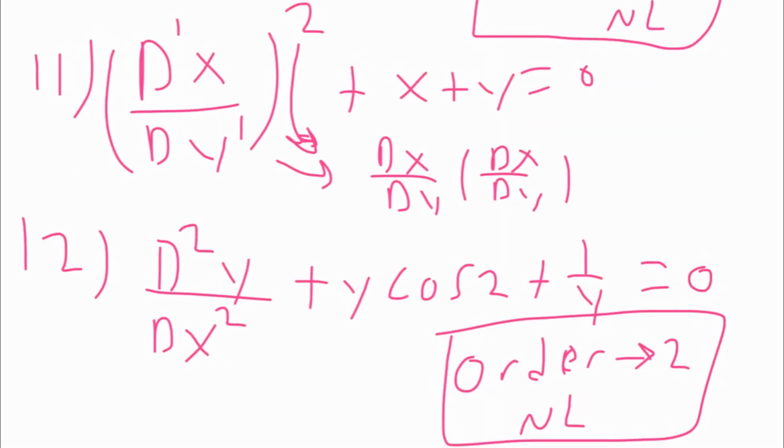And 12 is order of 2 and nonlinear. It's order of 2 because you take the order from here, so it's just 2. And it's nonlinear because if you move this to the other side, you could multiply this entire equation by y, essentially making it nonlinear.